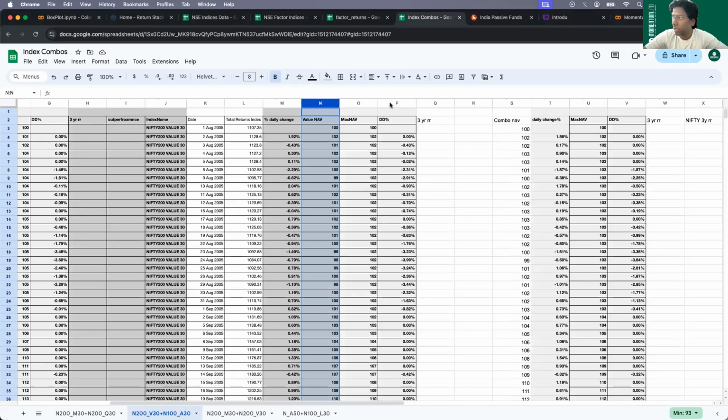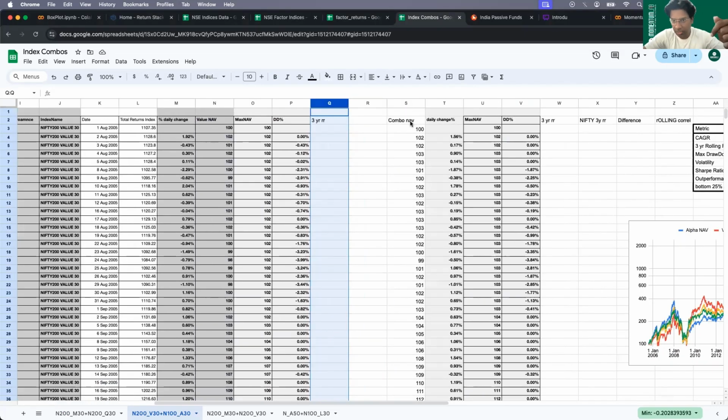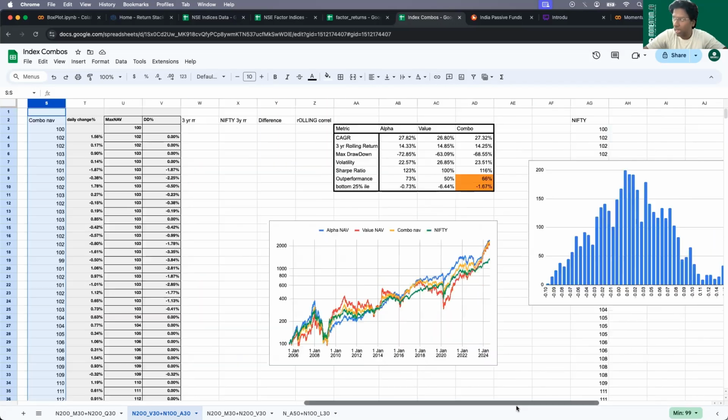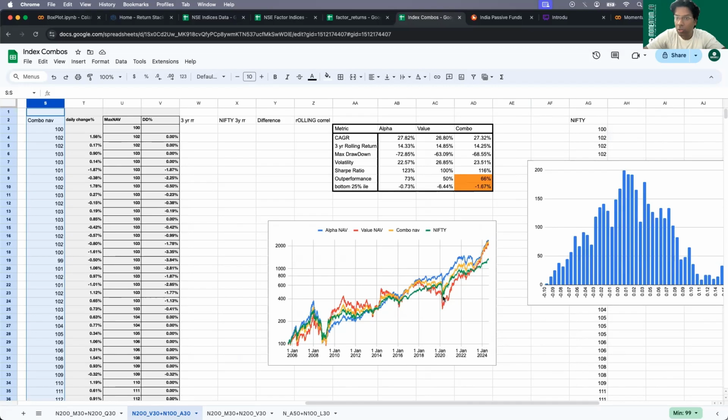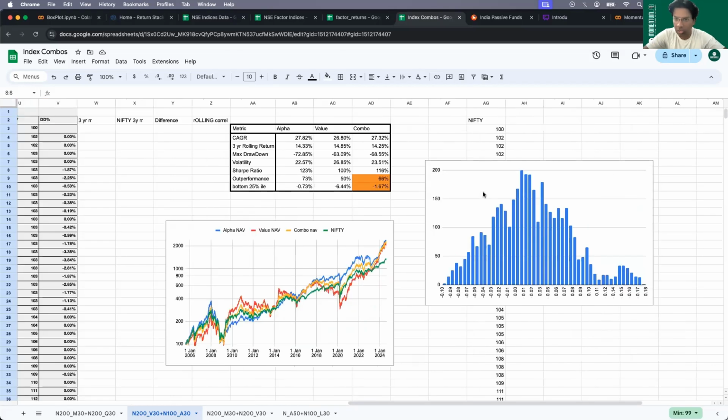and 3-year rolling returns. Now, I've calculated the combination of alpha and value by giving 50% weightage to each of these NAVs. So in my combined NAV, you see that each NAV gets 50% weightage, that is, value gets 50% weightage and alpha gets 50% weightage, and hence the final combination or combo NAV is calculated. In the same way, for this combo NAV, I again calculate its daily percentage change, NAV, and 3-year rolling returns. Once I get the 3-year rolling returns, I'll subtract the 3-year rolling returns of the Nifty 50 NAV from those of the combination NAV to get the excess returns and the distribution of excess returns. That's how it looks.